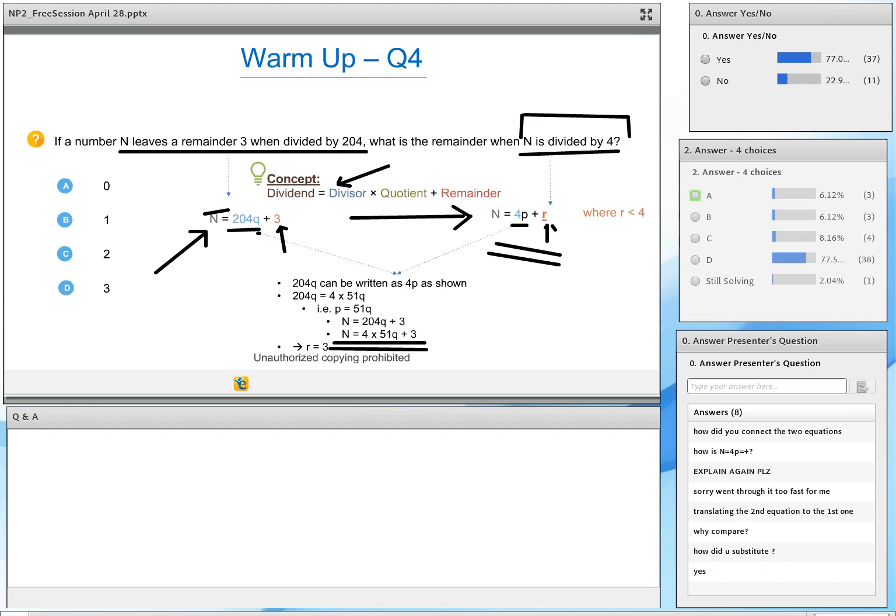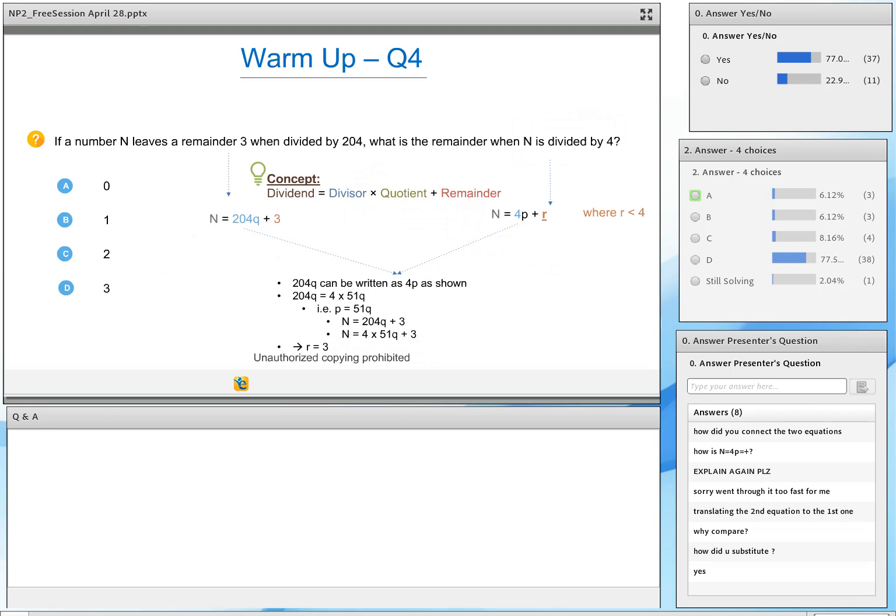So I apologize to people who already understood this part. Just bear with me for a couple of minutes, because if I don't teach this concept really well to everyone, then the subsequent questions will become difficult. Okay, so let me read this comment. I just figured that 204 was divisible by 4, so the remainder would be the same. And that's absolutely correct. That is what we are doing over here. I'm just presenting that in a more mathematical form, but in principle, that's precisely what I'm doing.